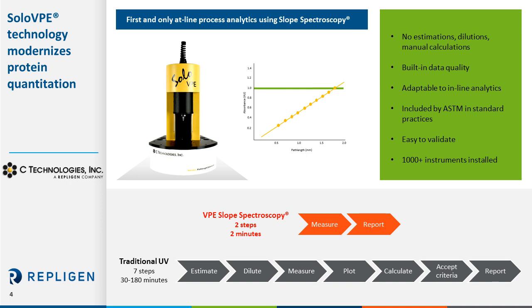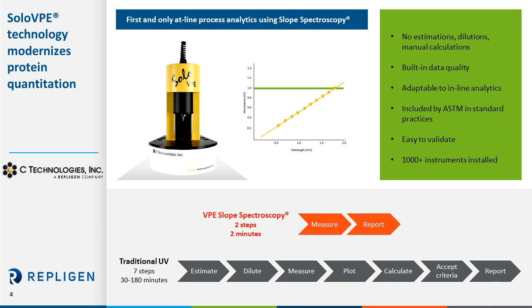The results, obviously, have no estimations and dilutions or manual calculations built in. So the primary benefit of the Solo VP is no dilutions. However, having a slope-based technique allows us to provide more accuracy, repeatability, and easier implementation into how the technology is used. It's also adaptable to inline analytics. We are now included in the ASTM standard as well. And to date, there are well over 1,000 systems installed throughout pharma on a global level.